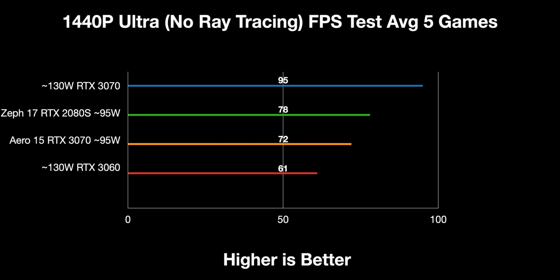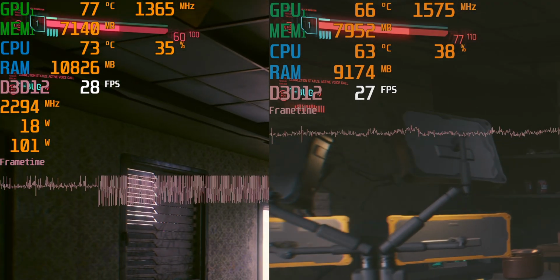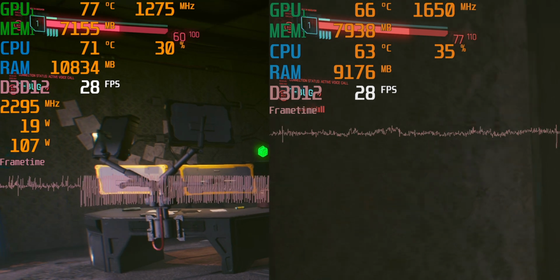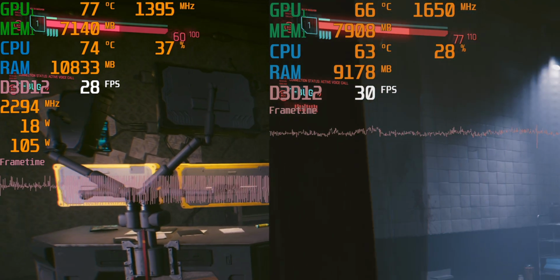The performance is nearly 20 FPS faster just with that extra 30-35 watts. And that's at sort of 1440p. So if you have a look here, which one of these Cyberpunks is the RTX 2080? Which one is the RTX 2070? Just sort of guess there. You wouldn't be really able to tell.